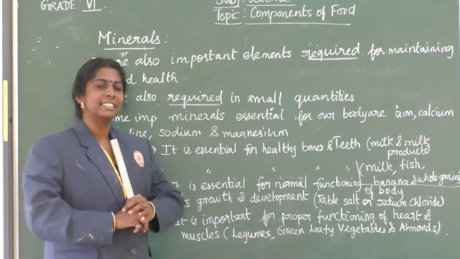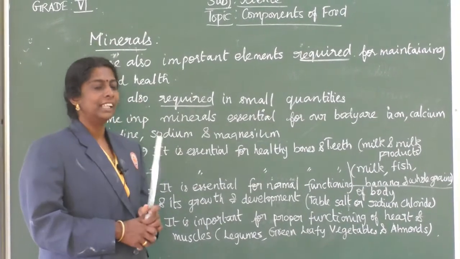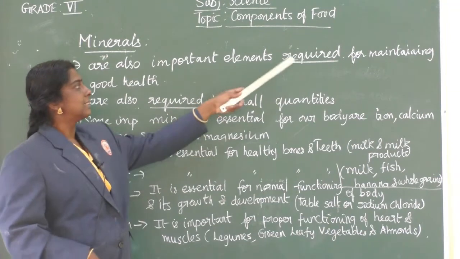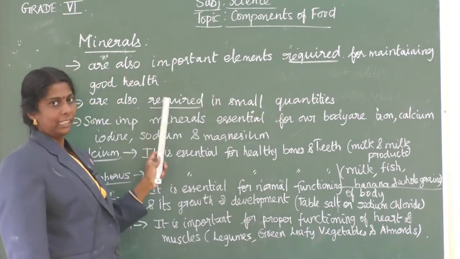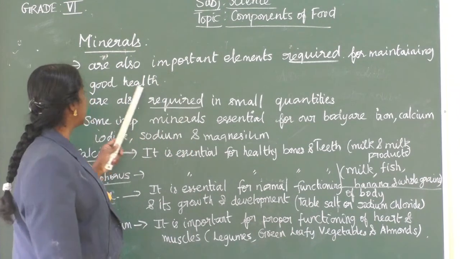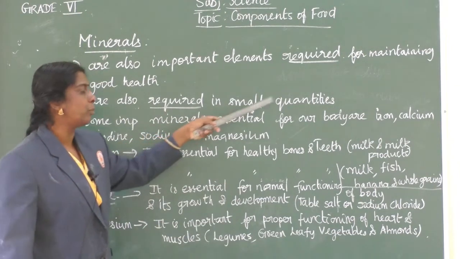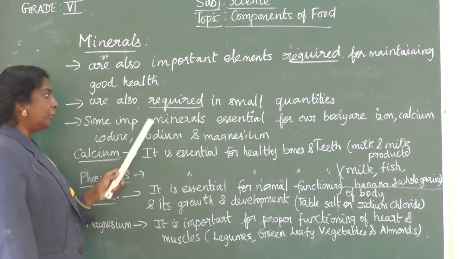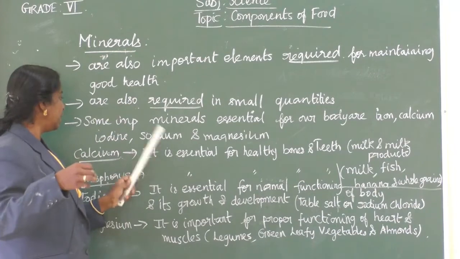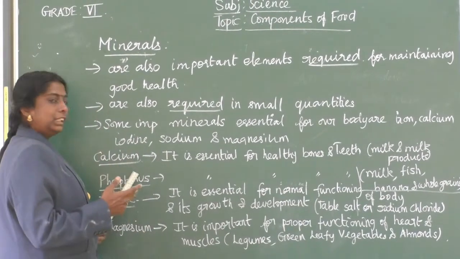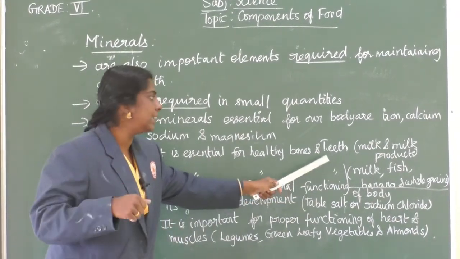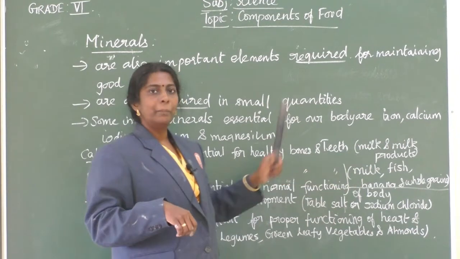Now the second part of the protective food, that is minerals. Minerals are also important elements required for maintaining good health, and they are also required in small quantities. Some important minerals essential for our body are iron, calcium, magnesium, sodium and iodine. Calcium is essential for healthy bones and teeth, and it is present in milk and milk products.